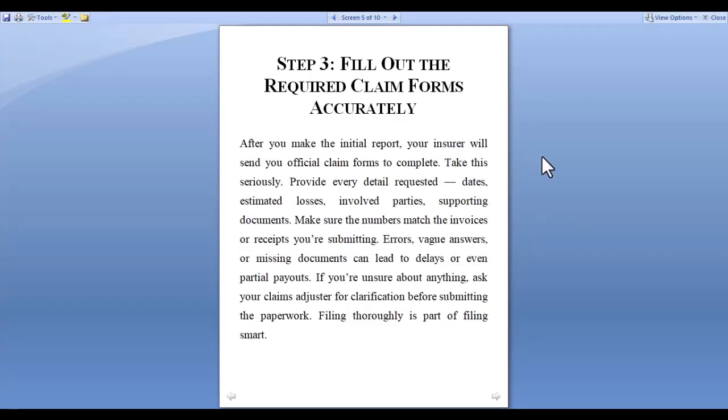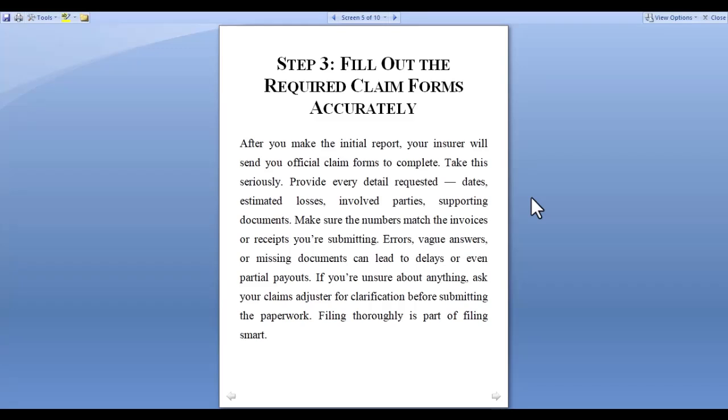So the third step here says, fill out the required claim forms accurately. After you make the initial report, your insurer will send you an official claims form to complete. Take this seriously. Provide every detail requested: dates, estimated losses, involved parties, supporting documents. Make sure the numbers match the invoice or receipt you are submitting. Errors, vague answers, or missing documents can lead to delays or even partial payout.